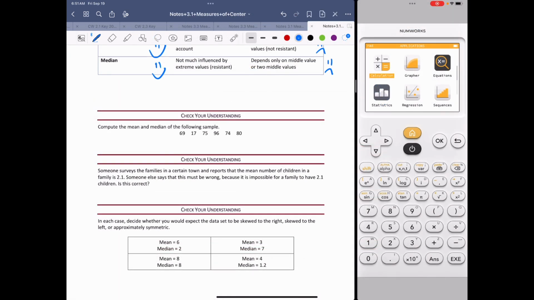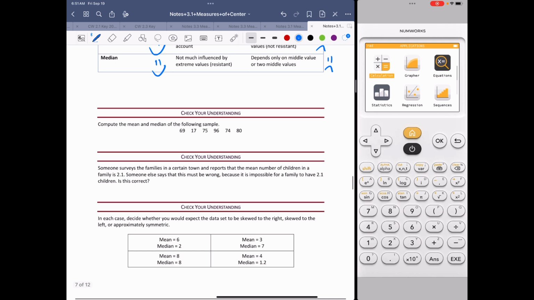This is what you should have found, and notice that it told you it was a sample. You should have found X bar is equal to 68.5, and the median is 74.5. Now, I want you to be able to do both of those things by hand, especially on a real small sample like that. But here's what you do on the calculator. If you have a big data set, I'd use the calculator.